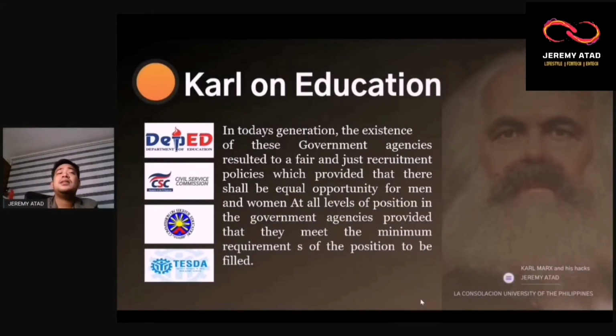Okay, but take a look at this. In today's generation also, the existence of these government agencies like the Department of Education, the Civil Service Commission, the Commission on Higher Education, and the TESDA, these government agencies resulted in fair and just recruitment policies, which provided that there shall be equal opportunity for men and women at all levels of position in the government agencies, provided that they meet the minimum requirements of the position to be filled. So this is in terms of the government agencies.